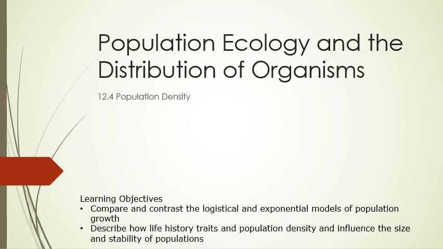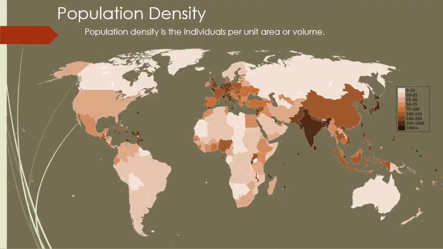So thus far we've talked about how a new population can move into a region, how it can be dispersed. Now we're going to talk about what controls how many organisms are present in a given volume of space. And that's going to be termed population density. It's the number of individuals per unit area or volume.